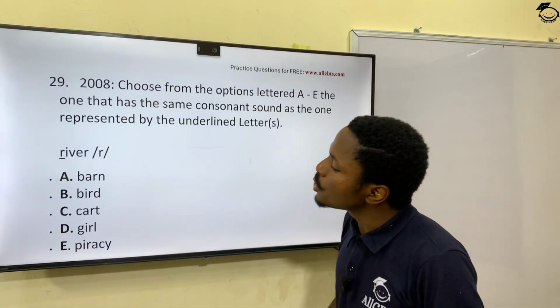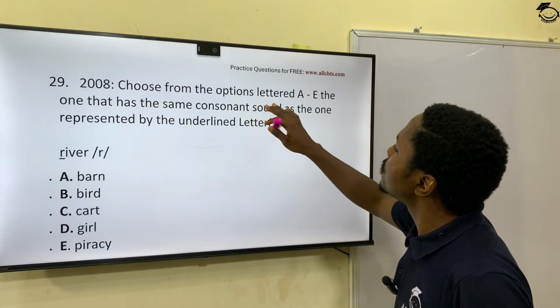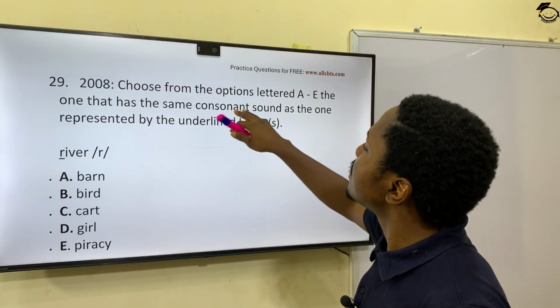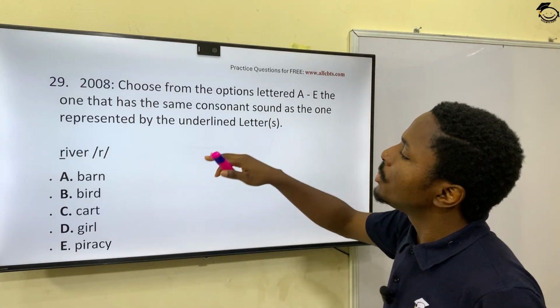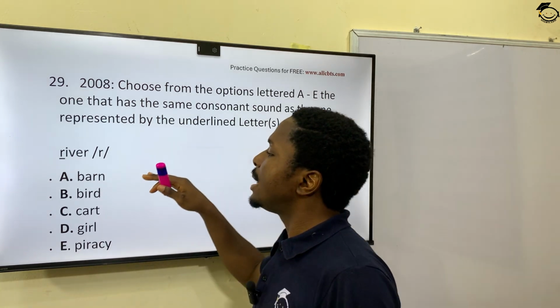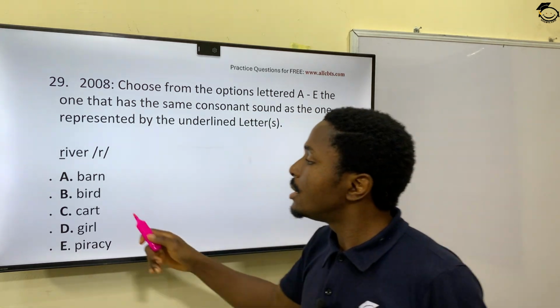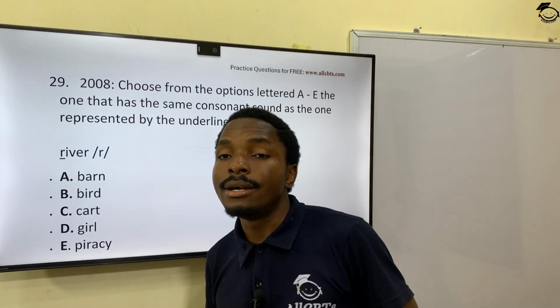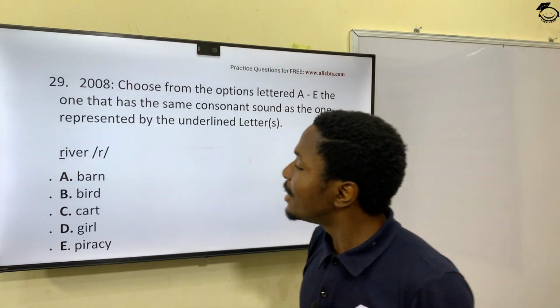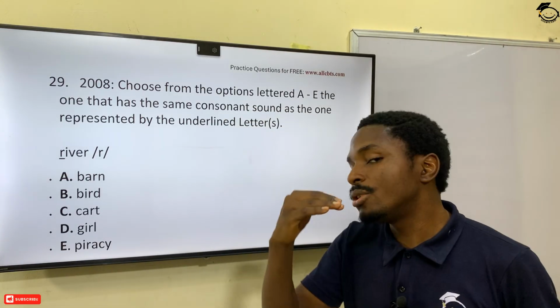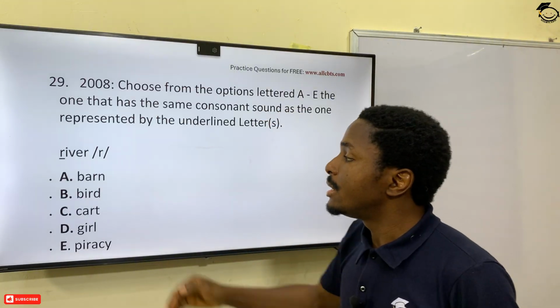29 from 2008. Choose from the options lettered A to E, the one that has the same consonant sound as the one represented by the underlined letter. What's the letter underlined? Right? So that's her. Your tongue is a little bit elevated. And that's the sound again.